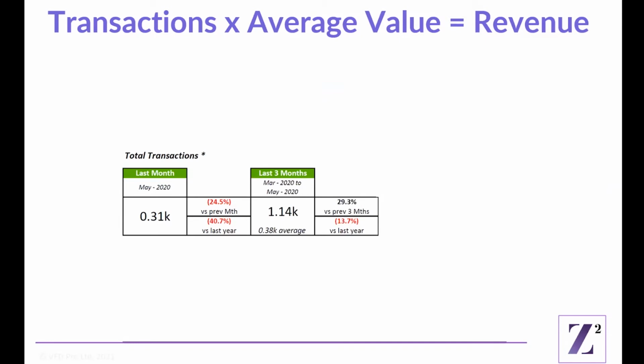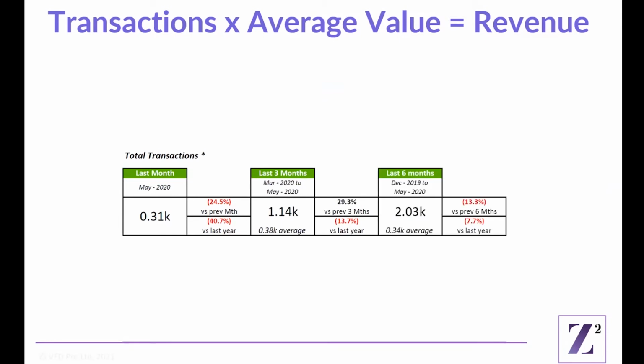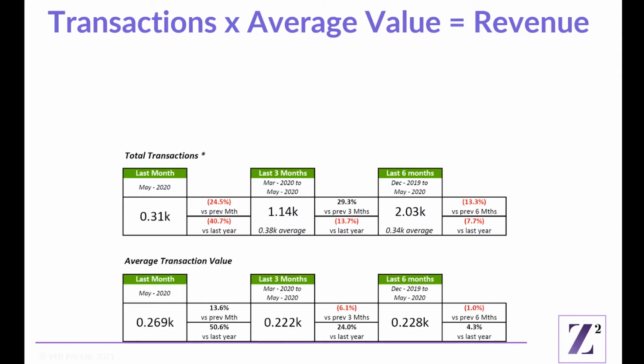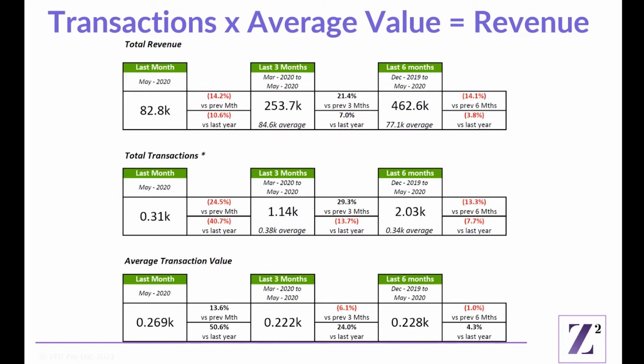Then we can repeat that for the most recent quarter and for the most recent 6 months, compared to the prior 6 months and the same period 12 months ago. Which direction are your key business drivers moving in, and what could you do to move them further in the right direction? So having looked at the transaction numbers, you can do the same for the transaction value. And finally, the sum of the two, total revenue movement in the month and the quarter and the 6-month periods.